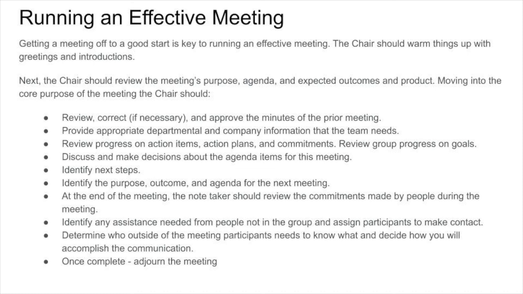At the end of the meeting, the note taker should review the comments made by people during the meeting. Sometimes that happens in meetings, not all the time, but people do a summary. Either a note taker or the chair does a summary of what was discussed in the meeting, and just makes sure everything's clear. Identifying the assistance needed from people not in the group, and assign participants to make contact.